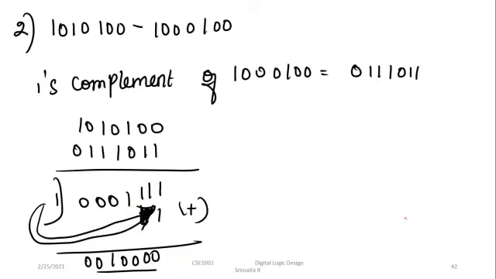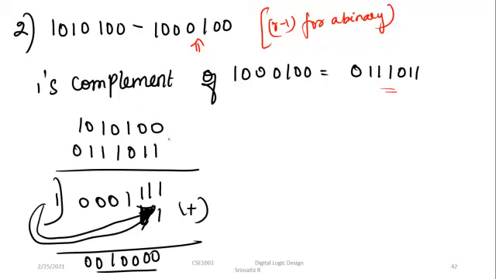The next thing is let me take the r minus 1's complement for a binary number. Again I have to concentrate only on the subtrahend. Take the 1's complement of the given number. The 1's complement is very easy: just invert all the digits. So for 10100, take the 1's complement.